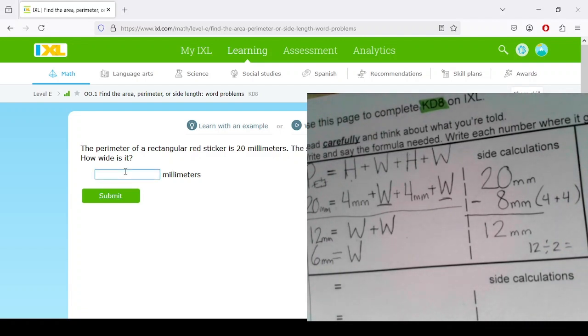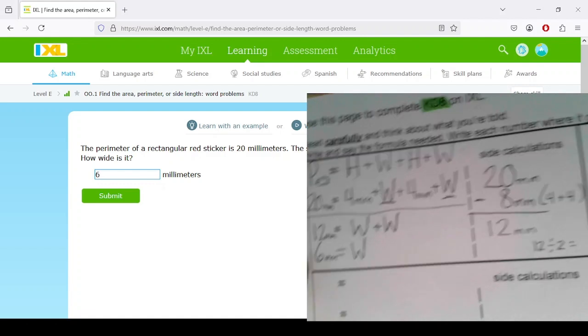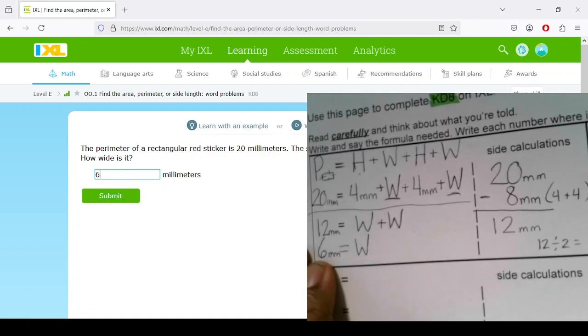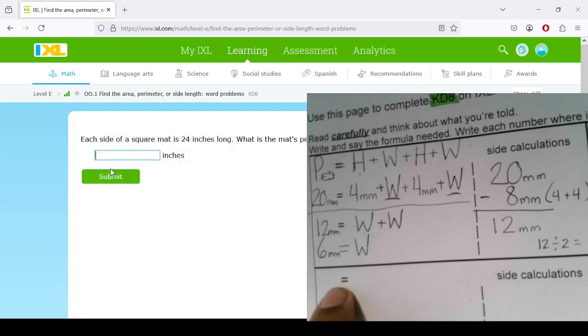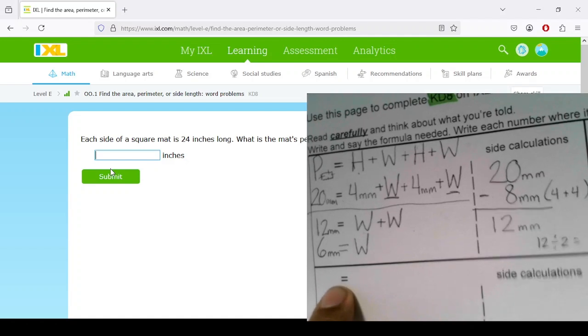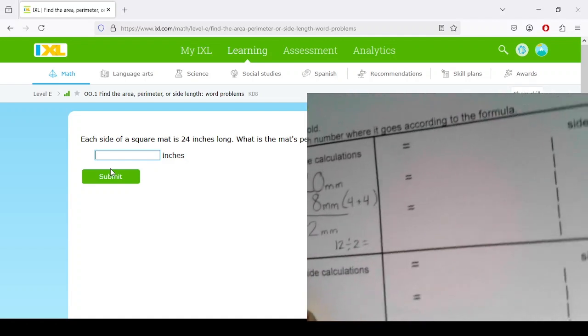Now I go back to my screen. I type in 6. I make sure I take my hands off the keyboard and I make sure that I have a 6 on my paper. And that I typed a 6 in the IXL portal. And then my next question, second example.